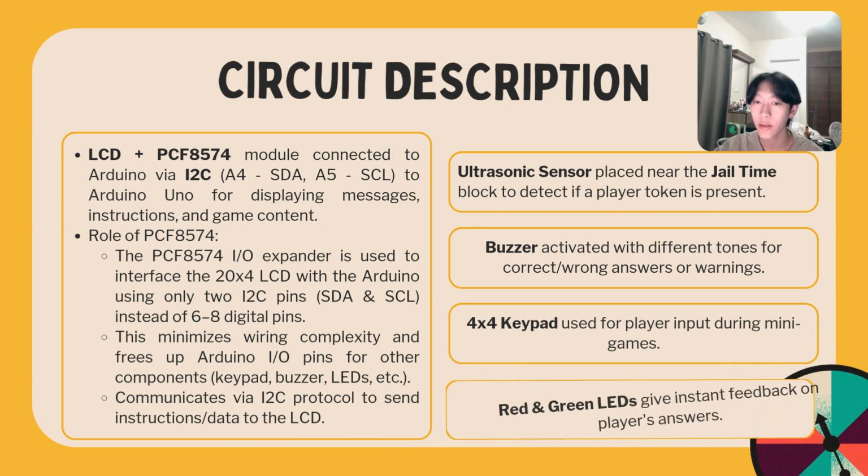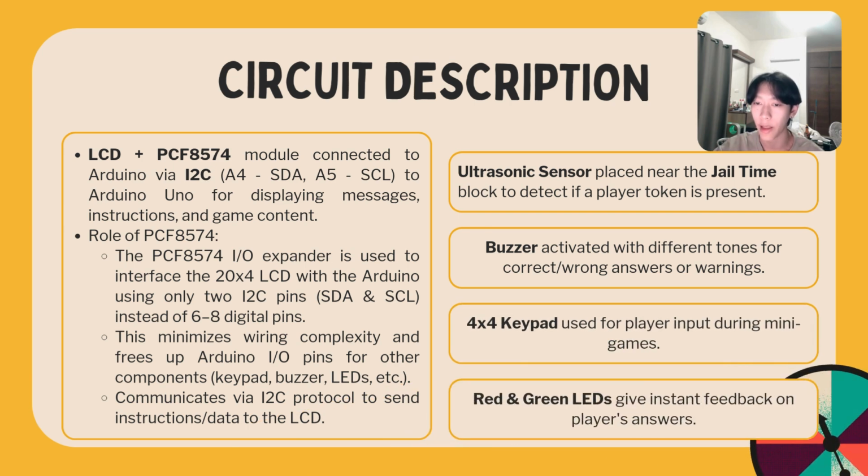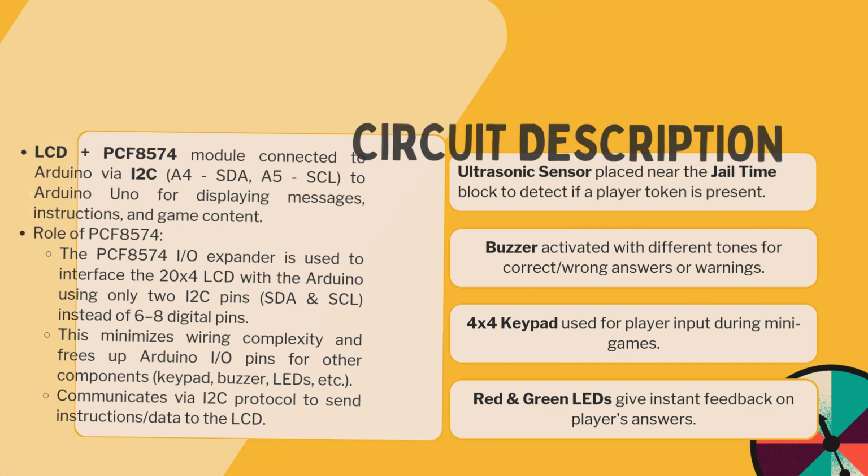Next, circuit description. First one is LCD and PCF8574 module connected to Arduino Uno via I2C for displaying messages, instructions, and game content. Next, ultrasonic sensor placed near the jail time block to detect if a player token is present. Buzzer activated with different tones for correct, wrong, or warnings. 4x4 keypad used for player input during minigames. And the last one, red and green LED, give instant feedback on player answers.